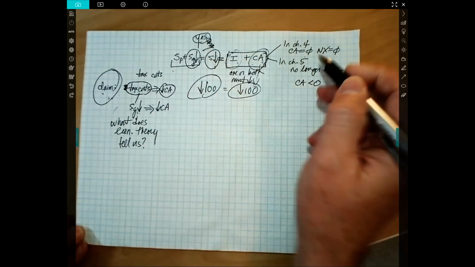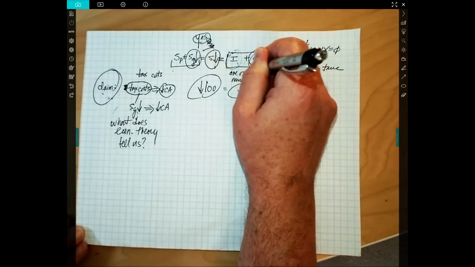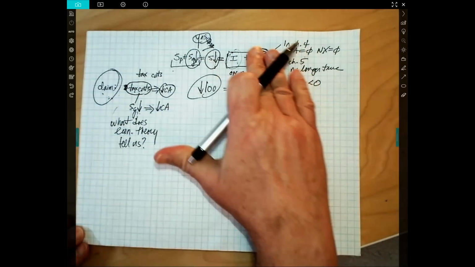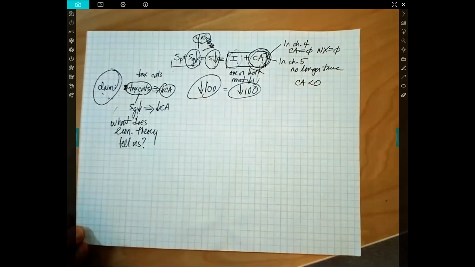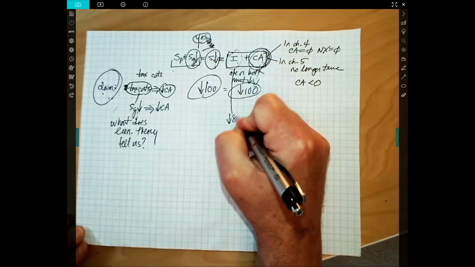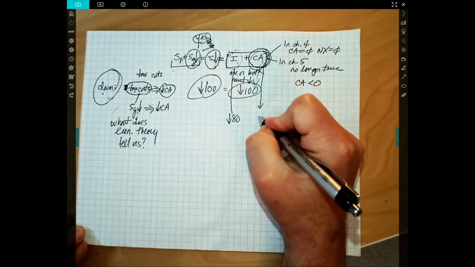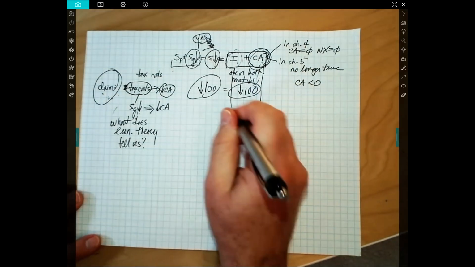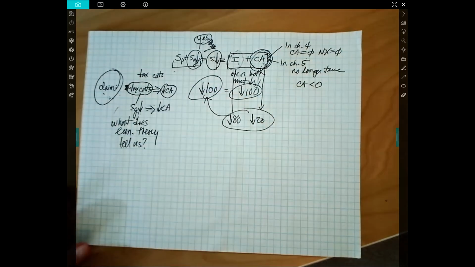If in chapter 5, the current account, now we have another thing in there in the uses of saving identity. Current account's not necessarily equal to 0. So now it still could be the case that investment goes down by 100, right? But now it could be that investment goes down by 80 and the current account goes down by 20. Together, that equals the 100, right?